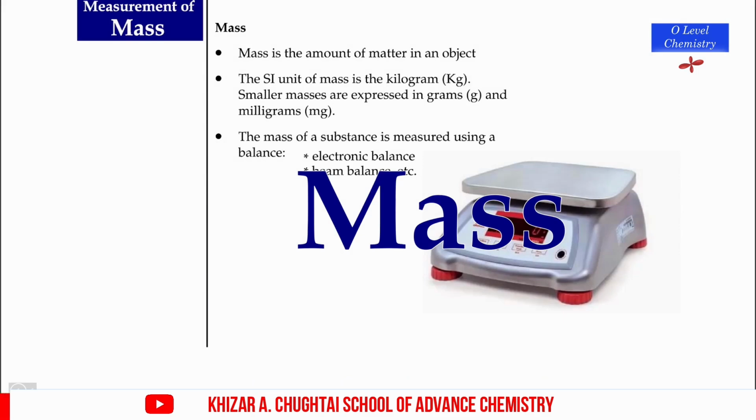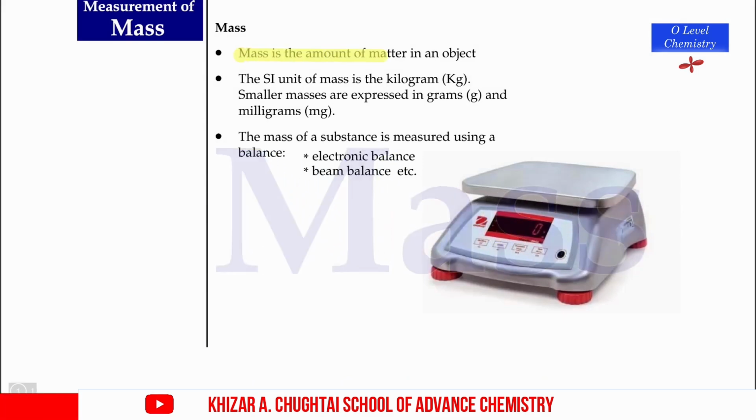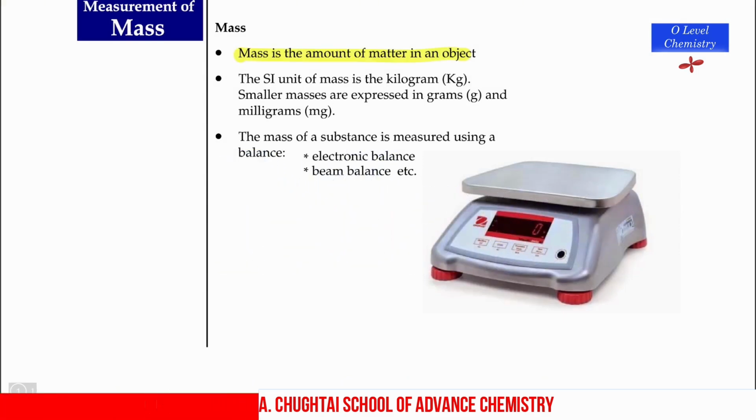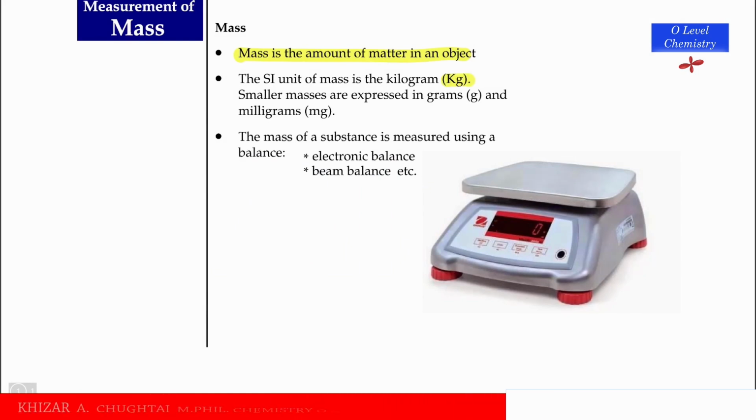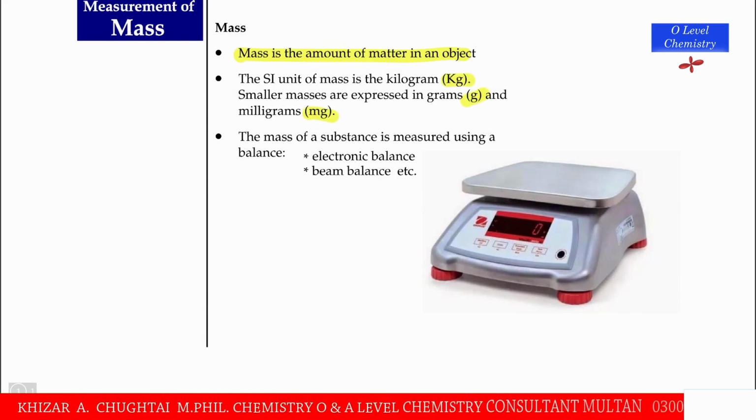Measurement of mass. Amount of matter in the object is known as mass. Mass has different units: kilograms, milligrams, and grams, etc. Mass of any substance is measured with the help of balance.